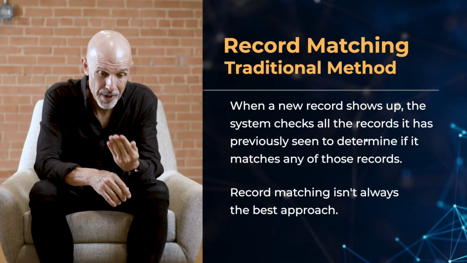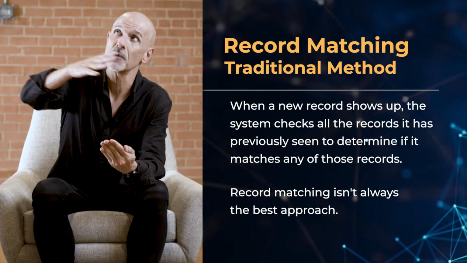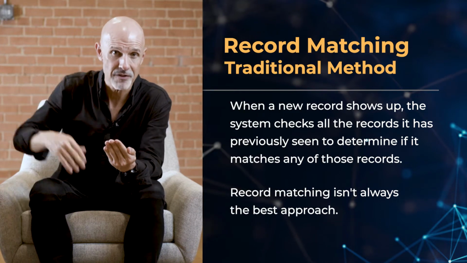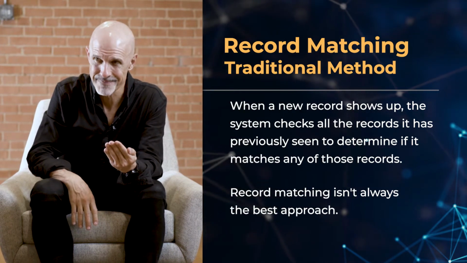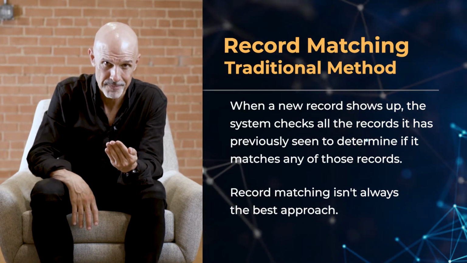There's a couple of different methods of entity resolution. One very popular one, that the world's been doing the most of and for the longest time, from the beginning of time, is record matching. That means when a new record shows up, you check all the records you've previously seen and see if it matches any of those records. It's fine sometimes, but not all the time.